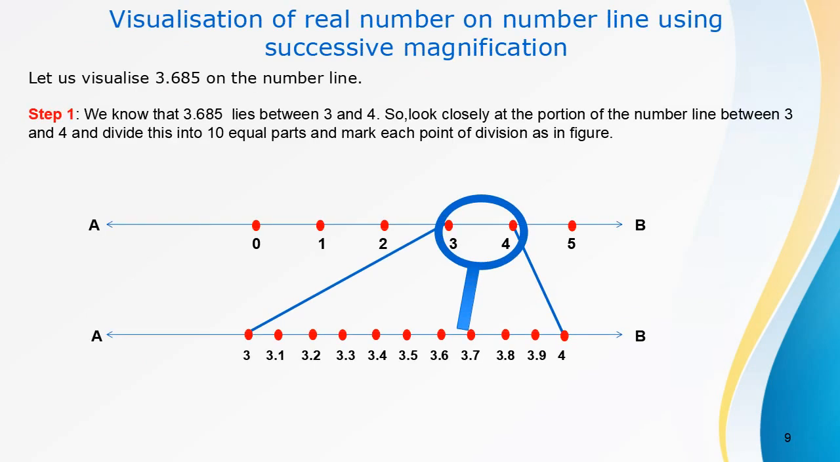Let us visualize 3.685 on the number line using successive magnification. Step 1. We know that 3.685 lies between 3 and 4. So look closely at the portion of the number line between 3 and 4 and divide this into 10 equal parts and mark each point of division as in the figure.